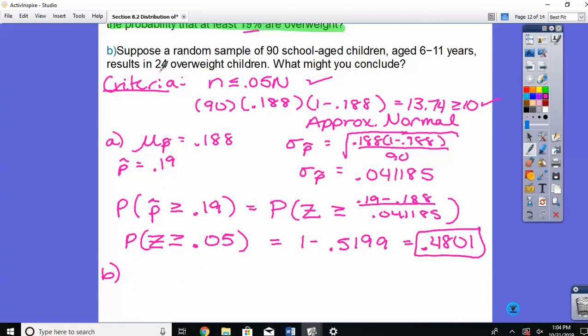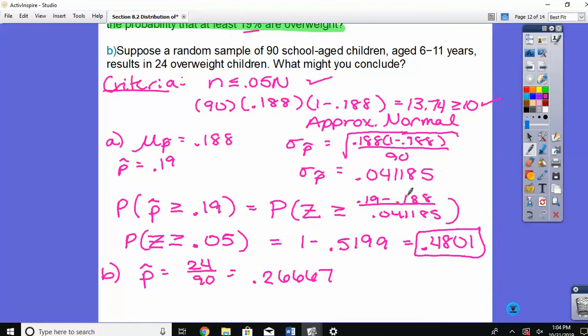This time, I didn't give you a percent. Like in part A, I said 19%. So we need to find our p hat, so we will do 24 out of 90. That is 0.26667. Okay.